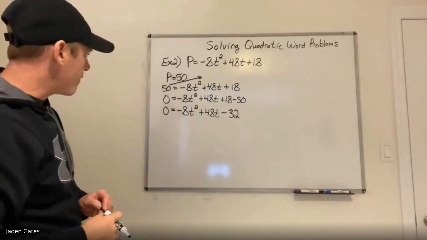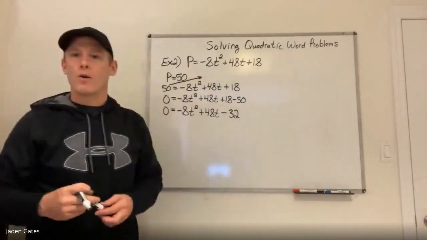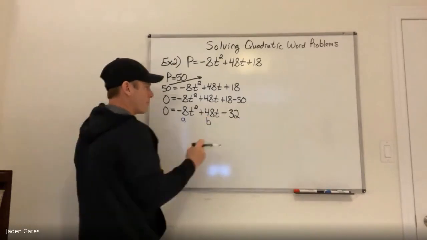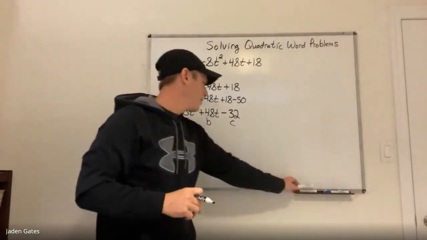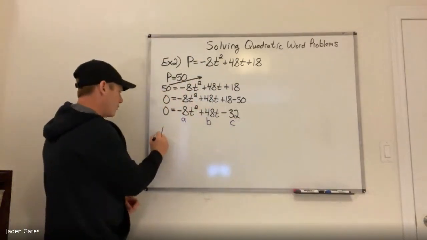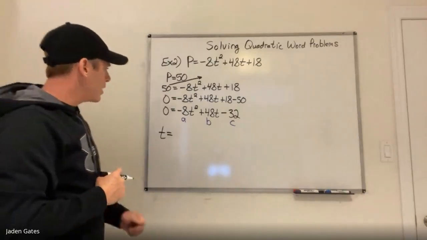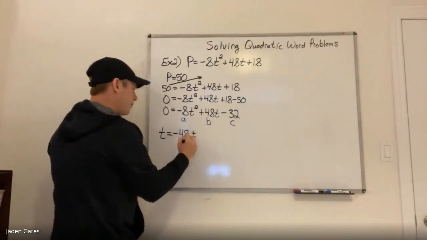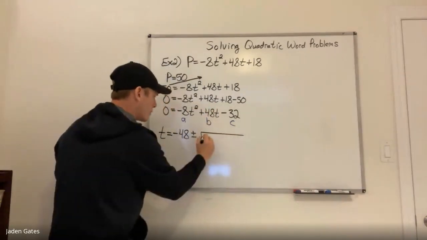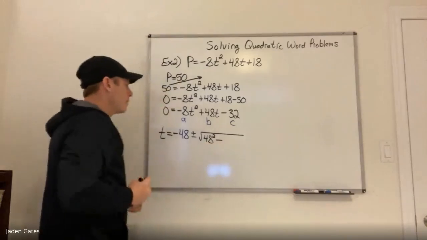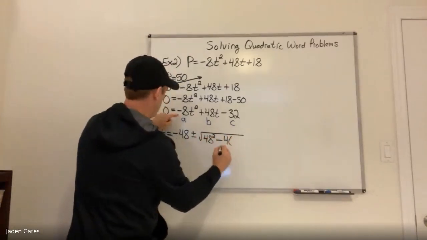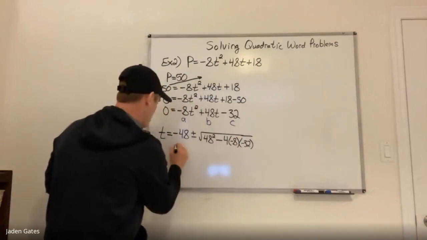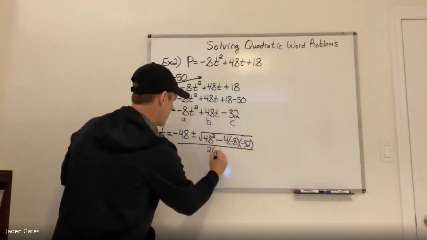All right, so I could try to factor this, but since today we did the quadratic formula, I'm going to go with that. So again, my A value is the number in front of the t squared, my B value is the number in front of t, and there's my C, the number afterwards. I'm going to solve using the quadratic formula. So t equals negative B. B is positive, so I'm going to switch the sign. It's going to be minus 48 plus or minus the square root of B squared, which is 48 squared, minus 4A, where A is negative 8, times C, which is minus 32, and of course all over 2A, so 2 times negative 8.